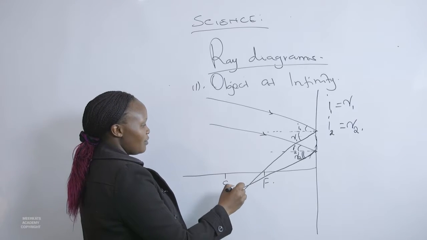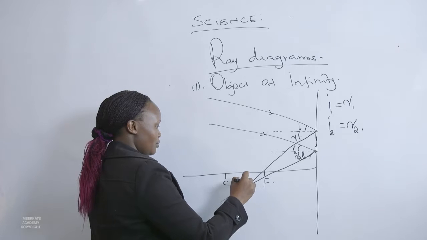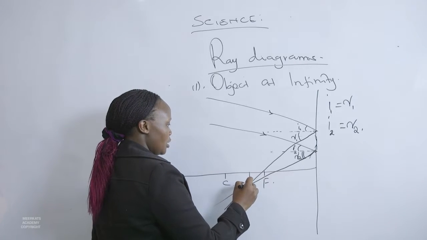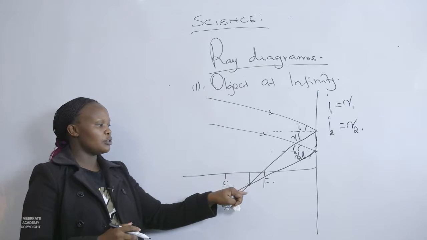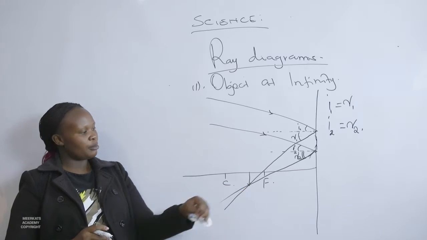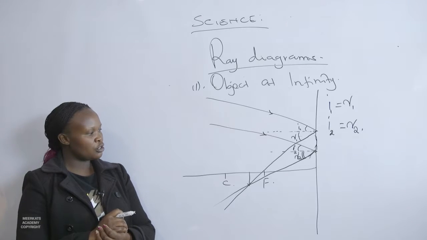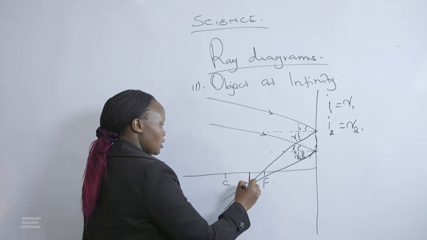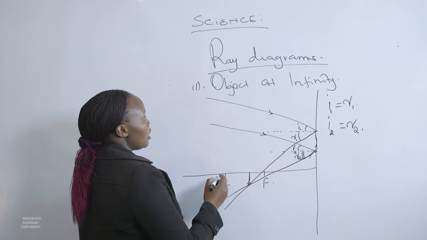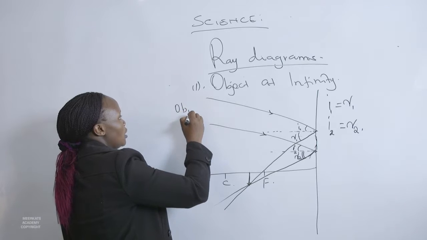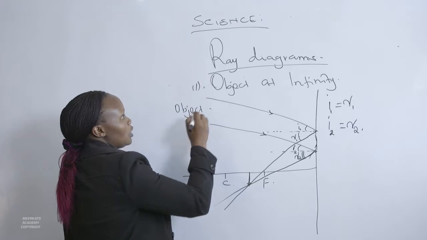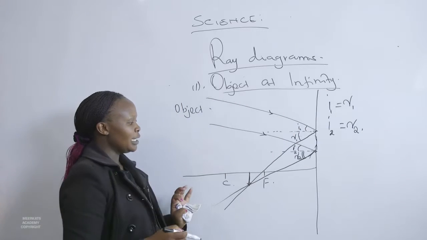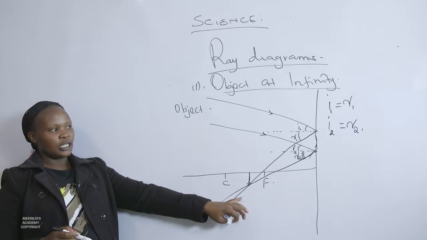Therefore, we have some image here formed at the point of intersection. Remember that the point of intersection is the tip of our image. Therefore, we will have something like this. This is our image. So our object was distant. That is why we said it's actually at infinity. Then our image is formed.